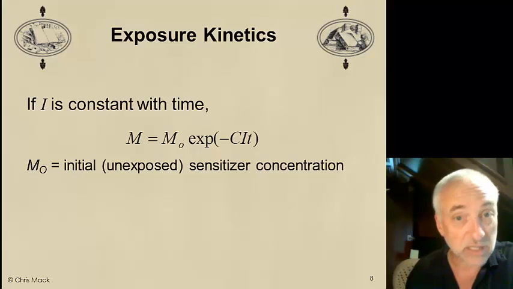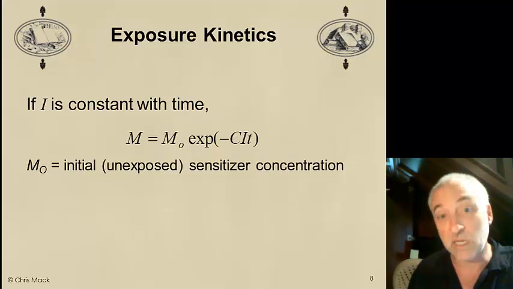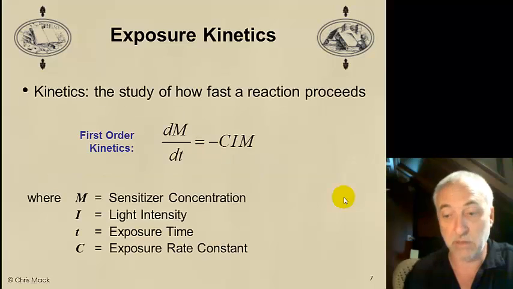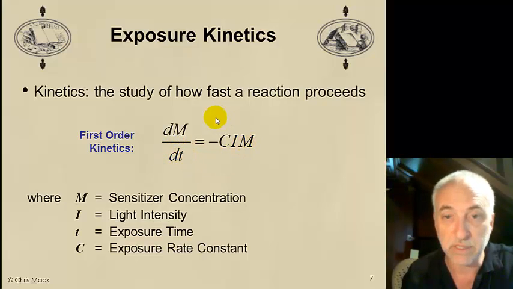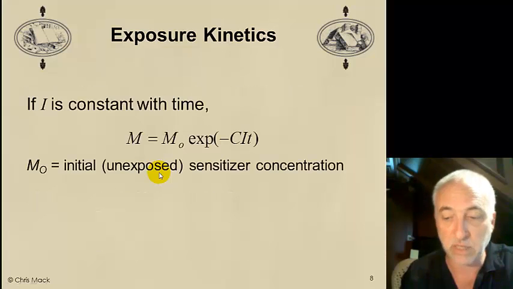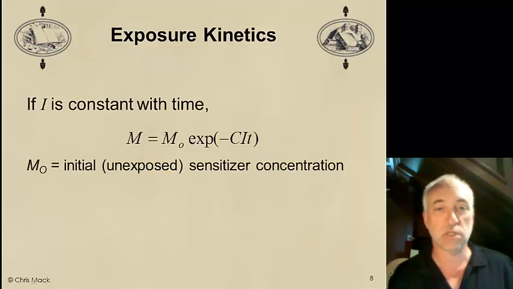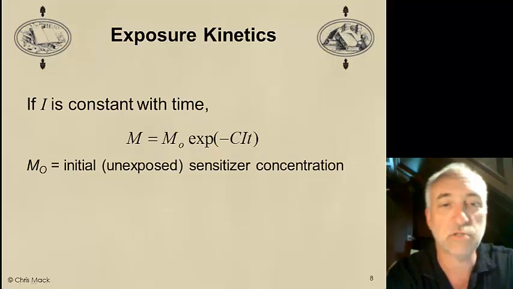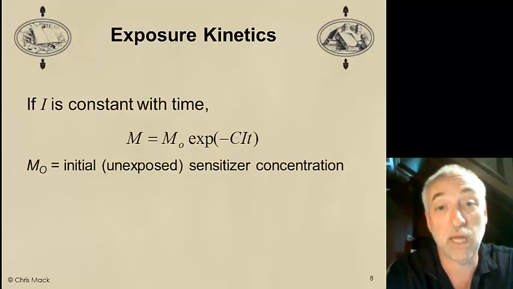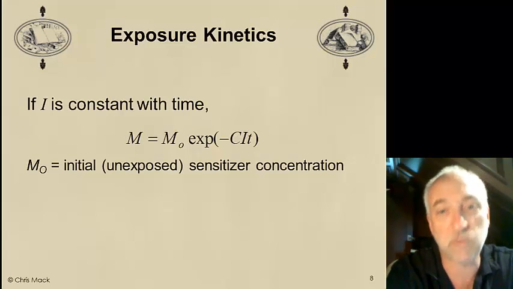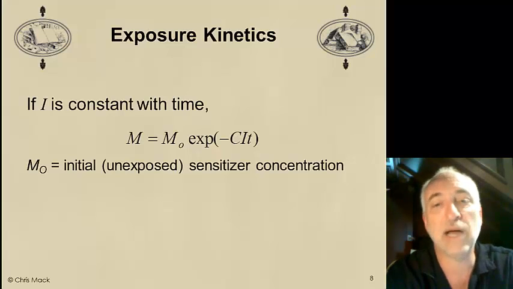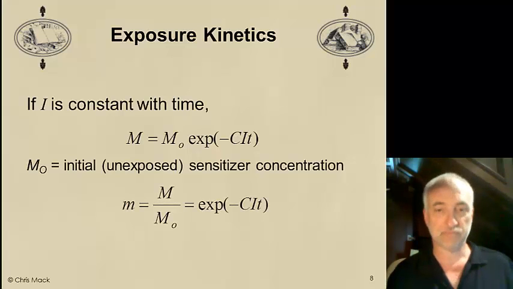Well, if the intensity is constant with time, we can integrate. Simply integrate by putting the m on the other side of the equation, dividing by m, take the dt, put it over on this side of the equation, integrate both sides, and we find an exponential result. M, the concentration of sensitizer as it changes with exposure time, is equal to m0, the initial or unexposed sensitizer concentration, times e to the minus CIT.